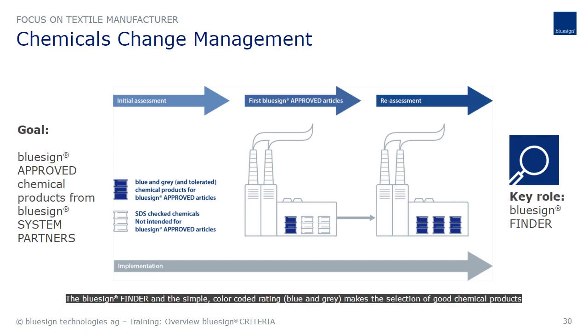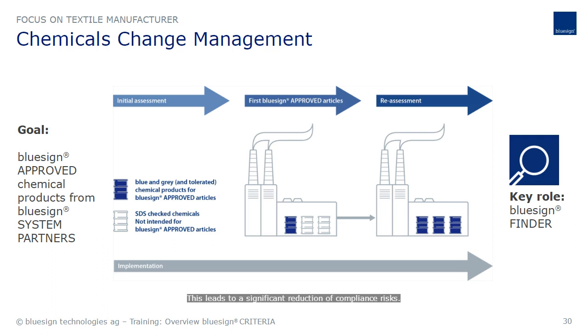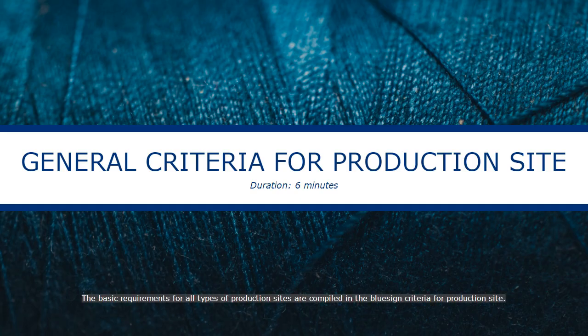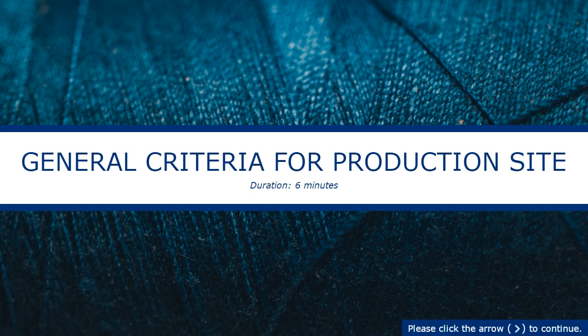The Bluesign Finder, in the simple color-coded rating blue and gray, makes the selection of good chemical products much easier and supports the textile manufacturer in optimizing his chemical portfolio over time. This leads to a significant reduction of compliance risks. The basic requirements for all types of production sites are compiled in the Bluesign criteria for production sites. Please click the arrow to continue.